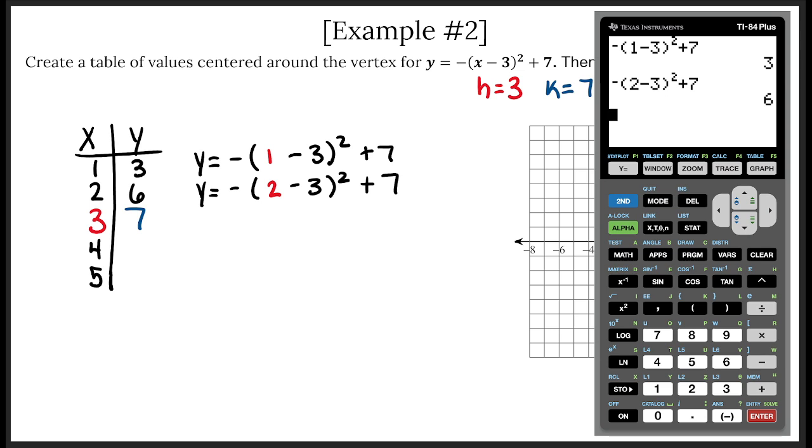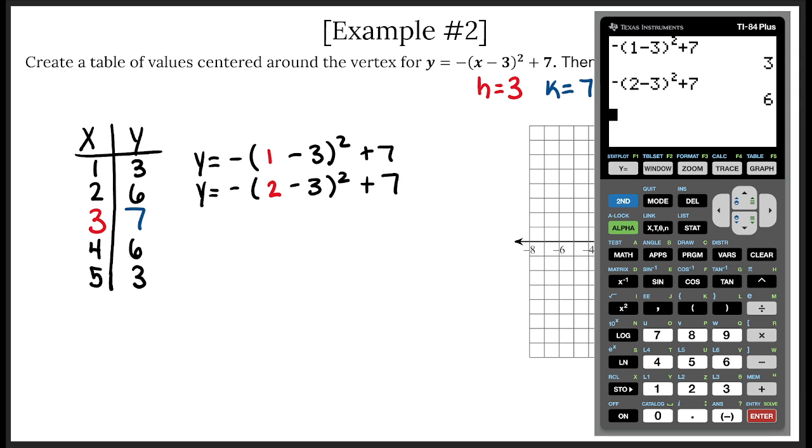3, 6. Because this is a quadratic and we have centered our table around the vertex, then we are demonstrating the symmetry that comes from this function. So if I have 3, 6, 7, the pattern will continue backwards and go 6, 3. Those will be the outputs for the bottom 2.